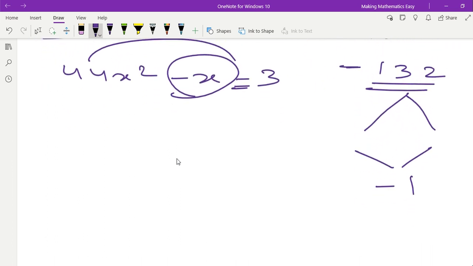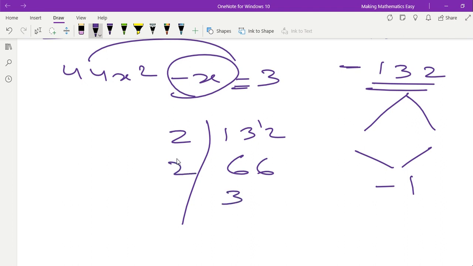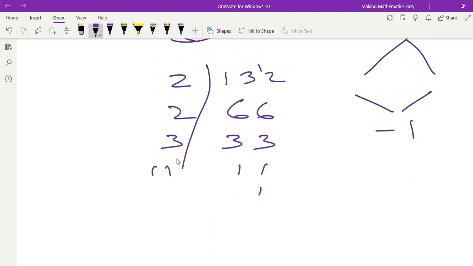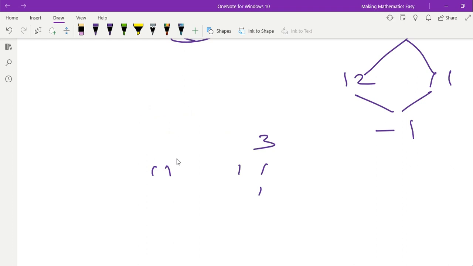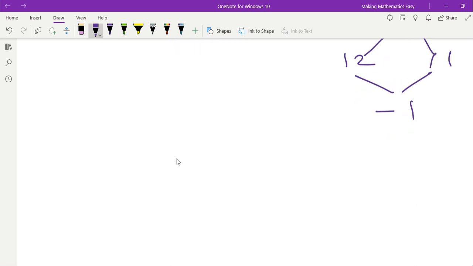So let's first find the factors of 132. 3 2s are 6, 6 2s are 12. Correct? So you have the factors 12 and 11. If you multiply 12 and 11, you will get 132 for sure. Correct?